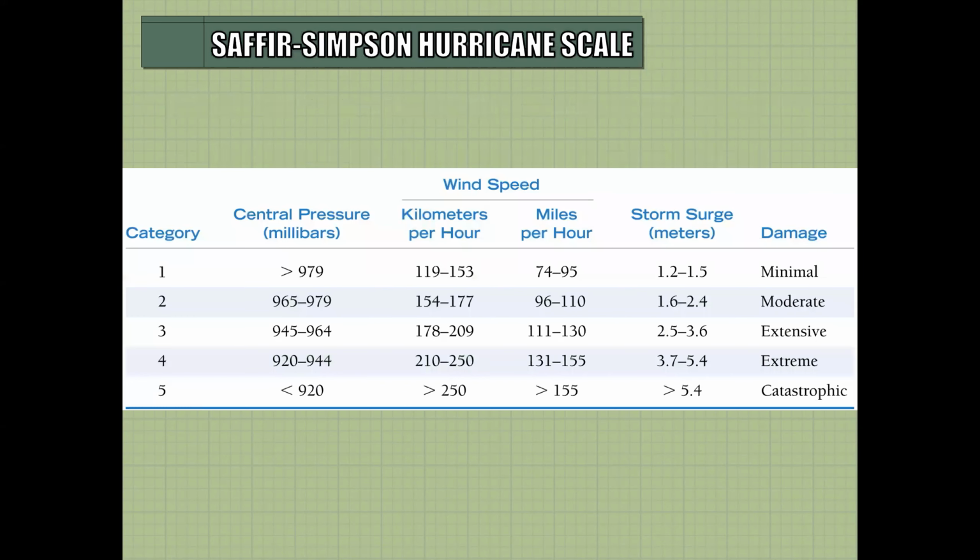Here's an example. This is the Saffir-Simpson scale, which is basically a function of wind and damage. So category 1, minimal damage, to a category 5, which would be catastrophic damage, and everything in between. So you have category, pressure, and wind, and the related damage that tends to be associated with it.